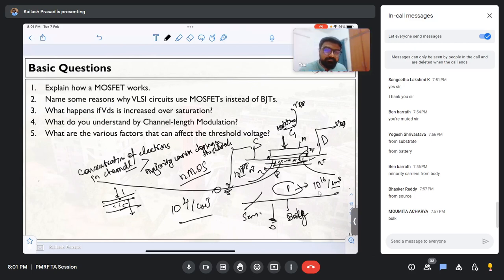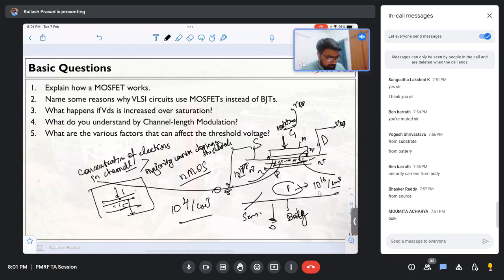Sir, please explain again this inversion in NMOS as compared to the MOS capacitor, because we always assume that we require a higher threshold voltage to create an inversion layer in the case of a MOS capacitor. But how is it possible here in an NMOS transistor? Sir, how is inversion different in the MOS capacitor in comparison to this NMOS transistor?